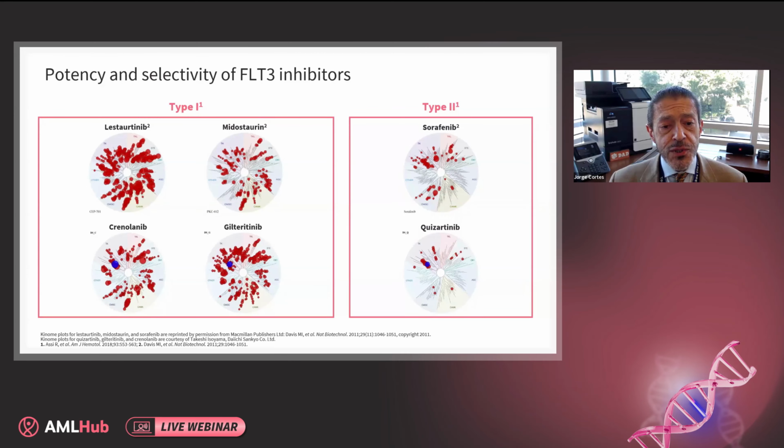Now, here you see also the selectivity of these drugs, where in these kinome trees, every dot represents a kinase that's inhibited, and the size represents the potency against that kinase. The blue dot represents the FLT3 specifically. So you can see that there is a wide variability in terms of how selective they may be, with perhaps some of the older ones being a lot dirtier, like staurosporine, whereas some of the newer ones are more selective, but they still affect other kinases.